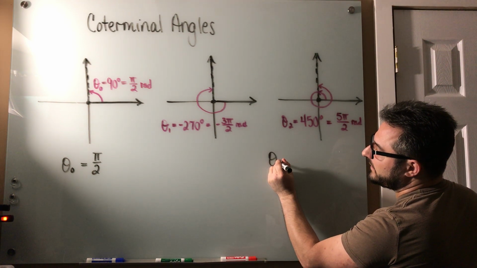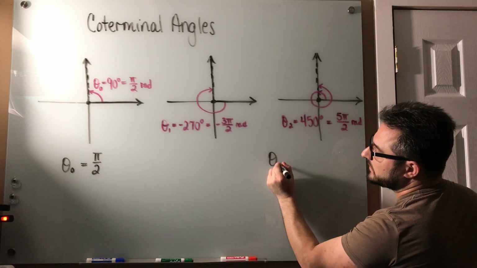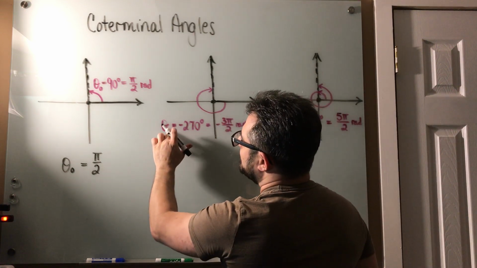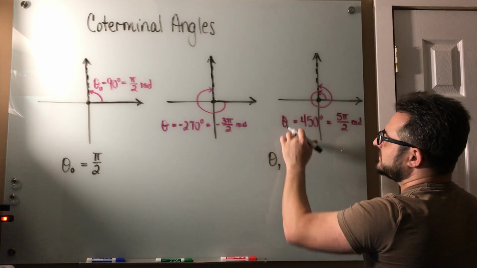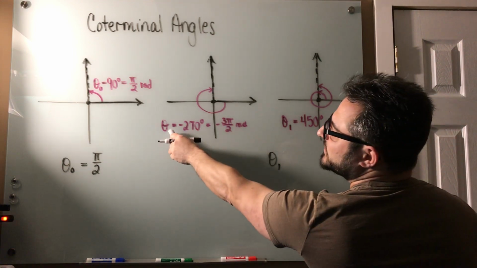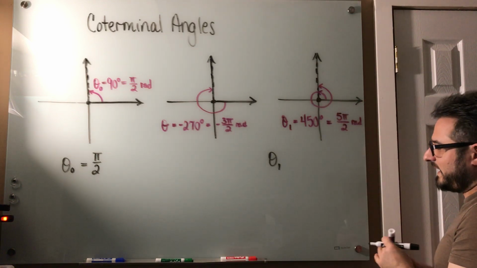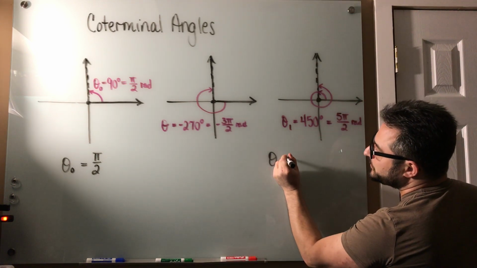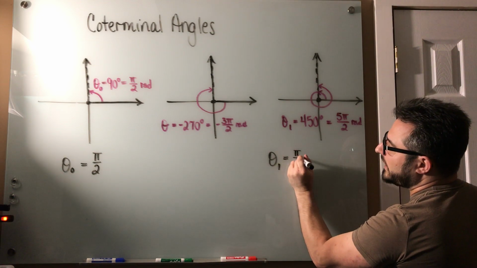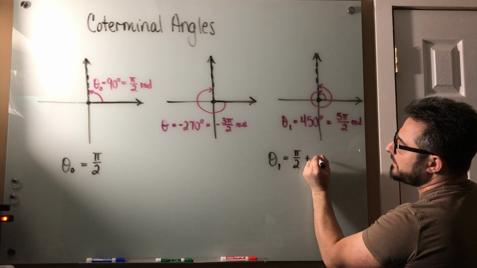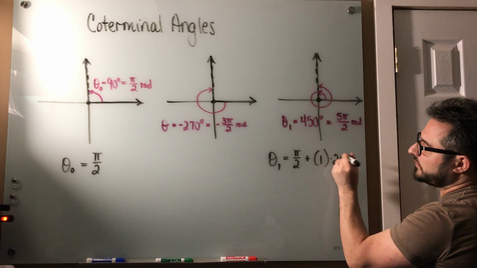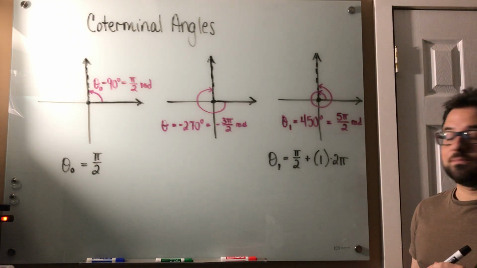So I'm going to call that theta sub 1, which unfortunately gives us a slight contradiction there. We're going to come back and re-subscript that in a moment. This would be the original pi over 2 plus 1 full rotation of the circle beyond that.